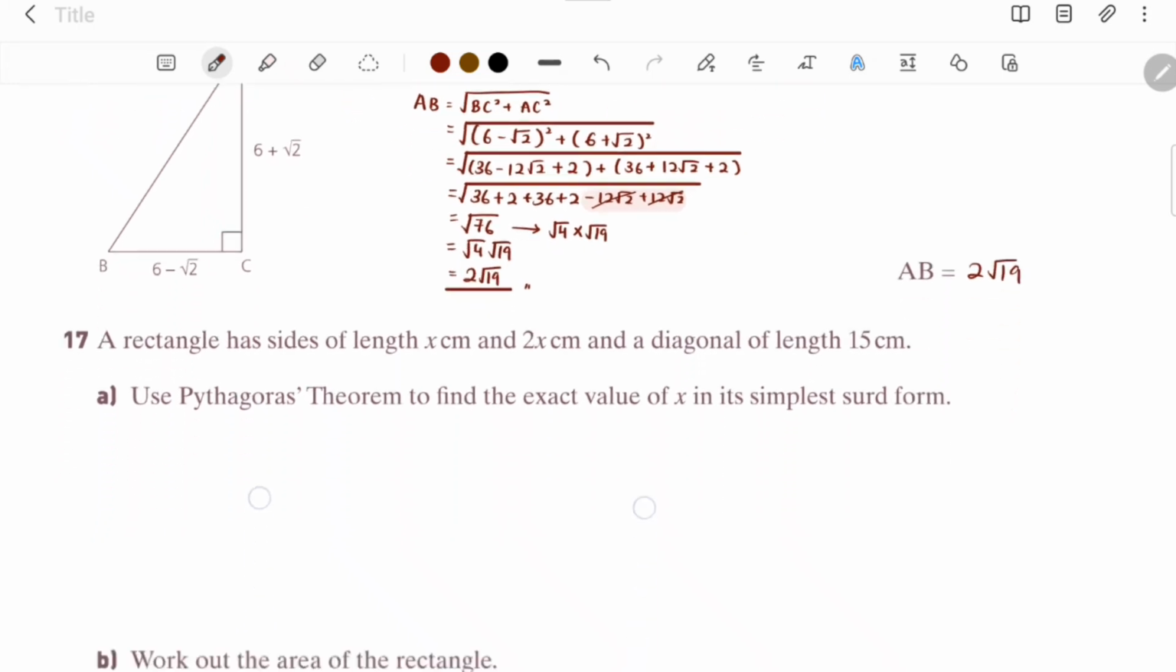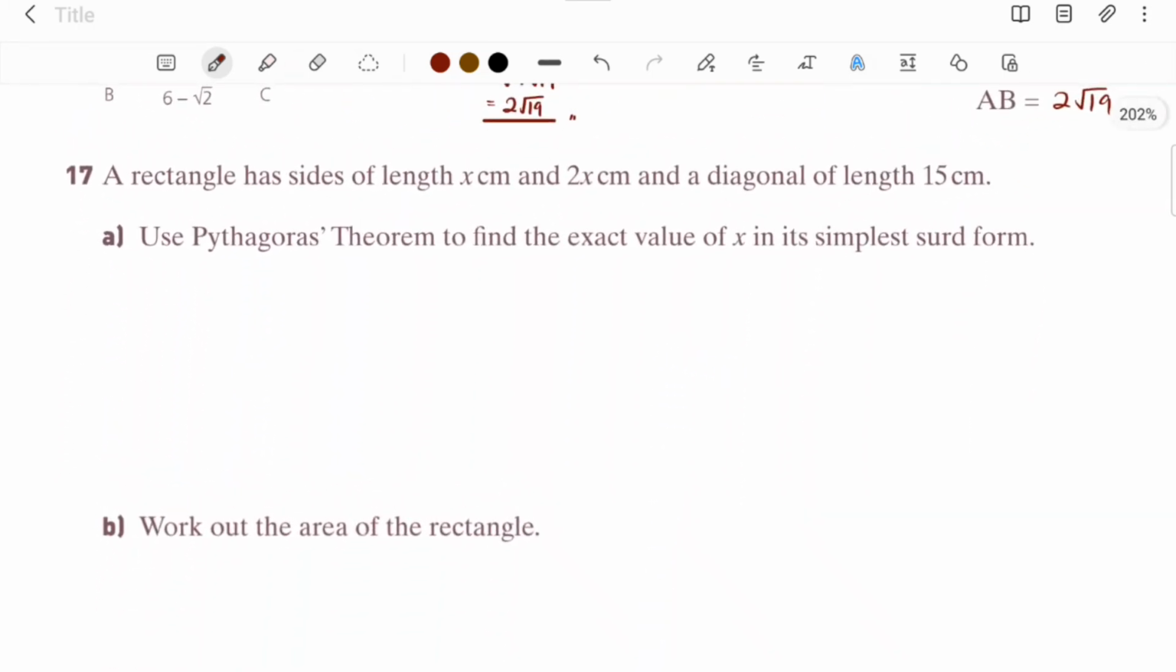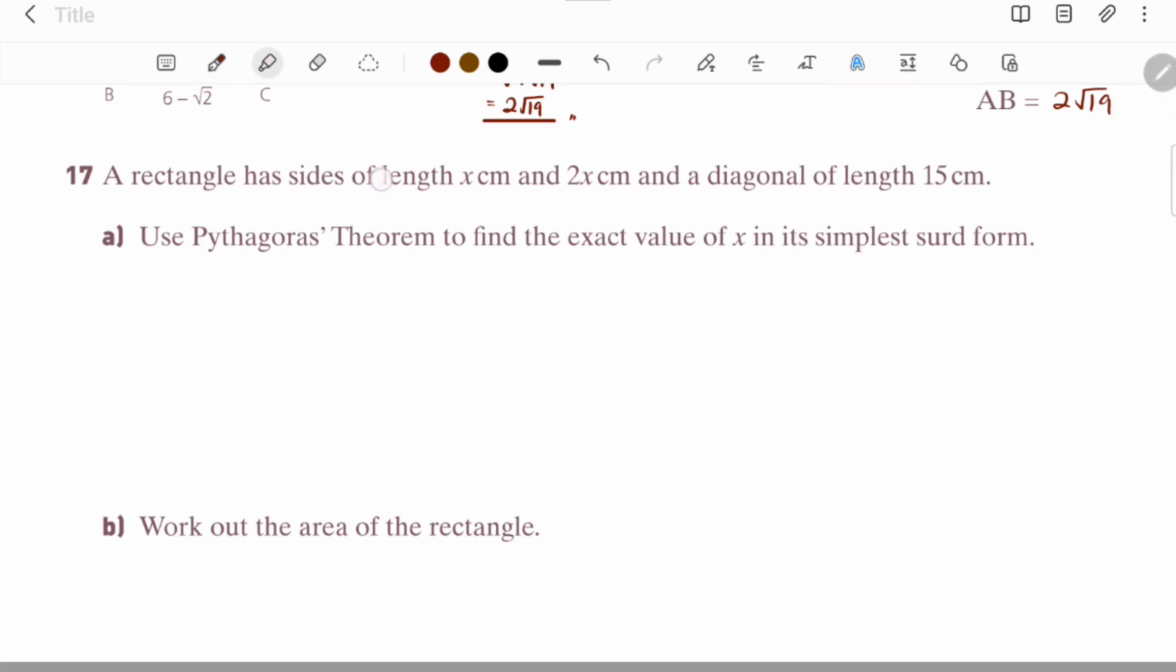Okay, let's look at 17. A rectangle has sides of length x cm and 2x cm, and then the diagonal is 15 cm.